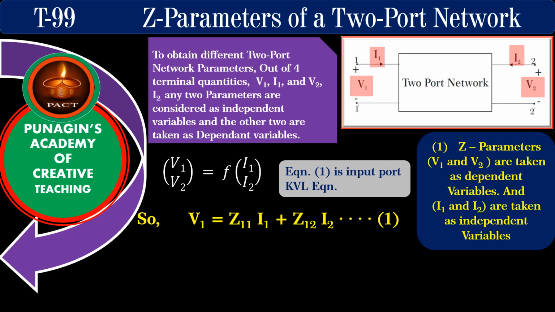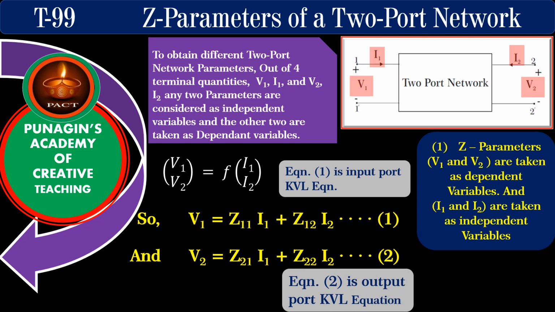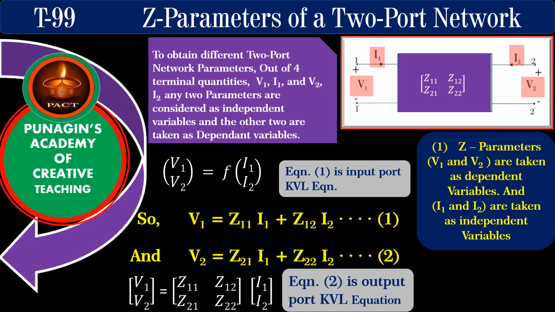And this equation is the input port KVL equation. It is KVL equation because each term here is a voltage term, and this we will make clear when we study the Z parameters in detail. Further, V2 is equal to Z21 I1 plus Z22 I2, and this equation is called the output port KVL equation. So these two equations 1 and 2 can be written in the matrix form, and this 2 by 2 matrix is called the Z parameter matrix.